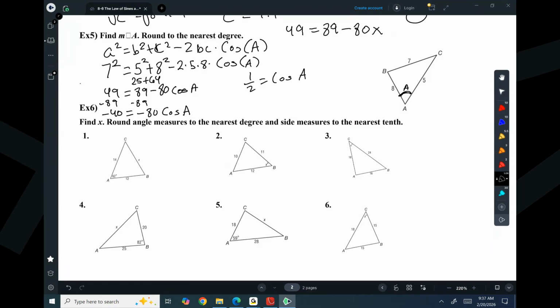Oh, isn't that 30? Oh, cosine's this sign. Oh, it's 60, right? I think it's 60. We'll check it.